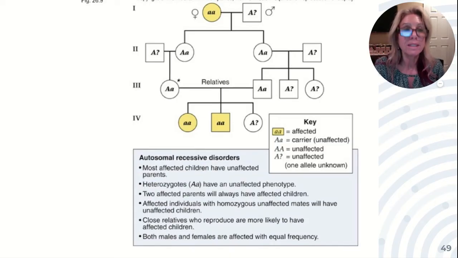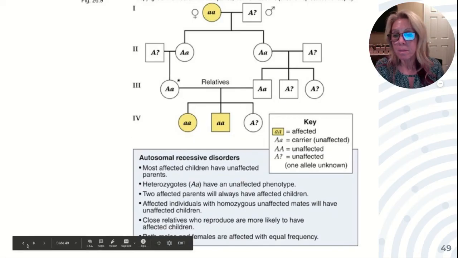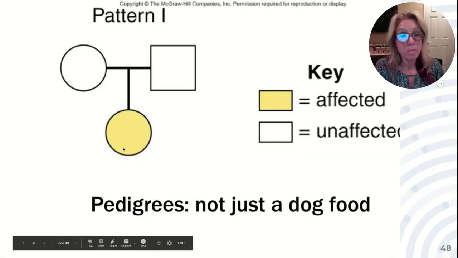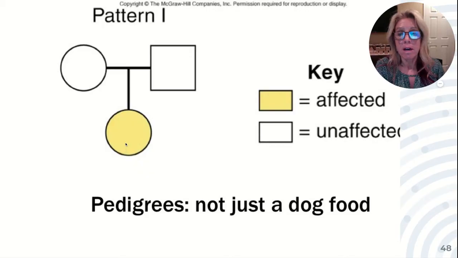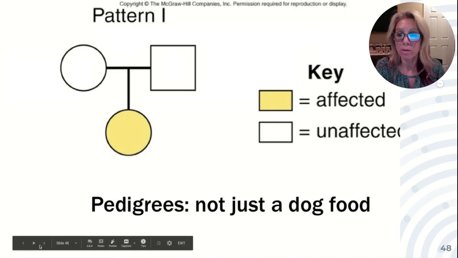For autosomal recessive, like the typical autosomal recessive patterns, most affected children could have unaffected parents, right? So when we saw this back here, okay, you could have people who have the disease, but probably neither one of their parents have it because it's a recessive trait, and you have to inherit 2 bad alleles in order to get that.